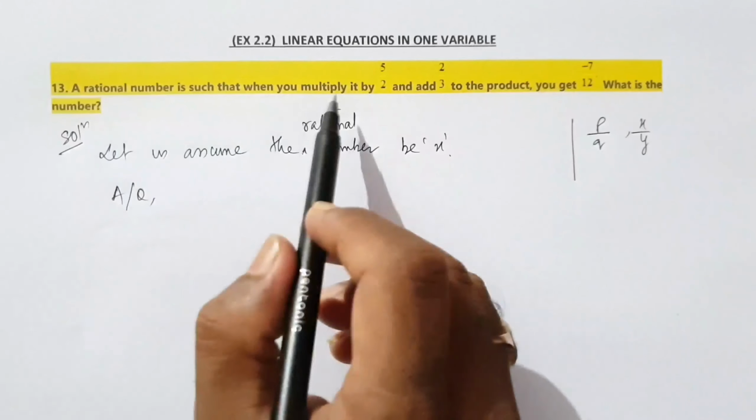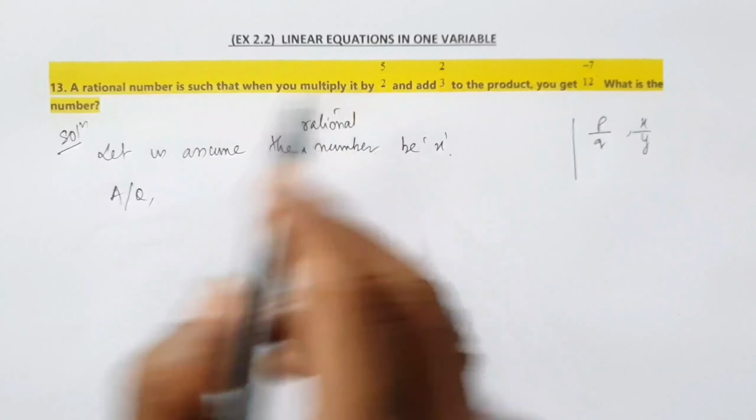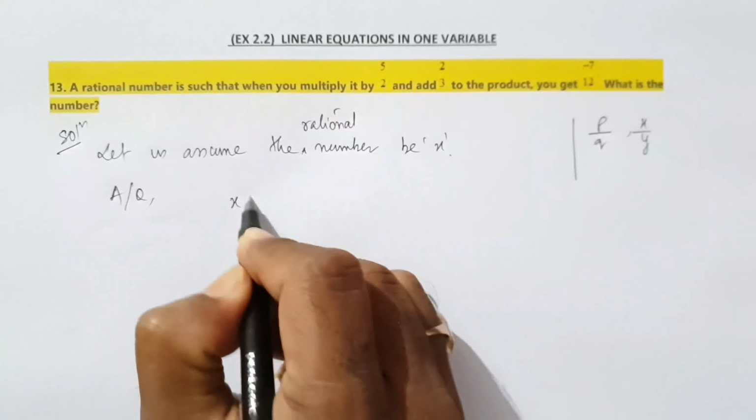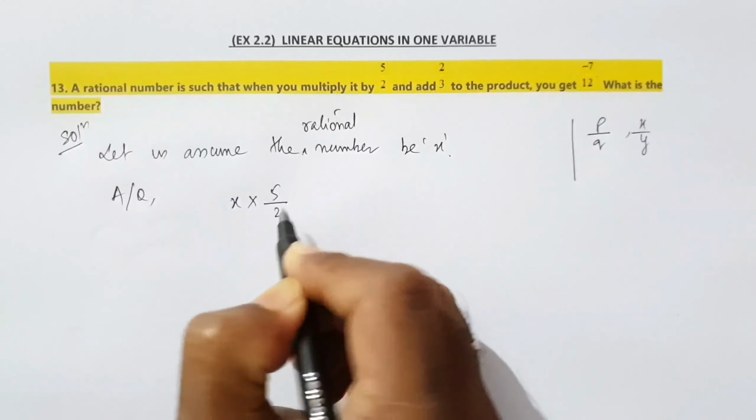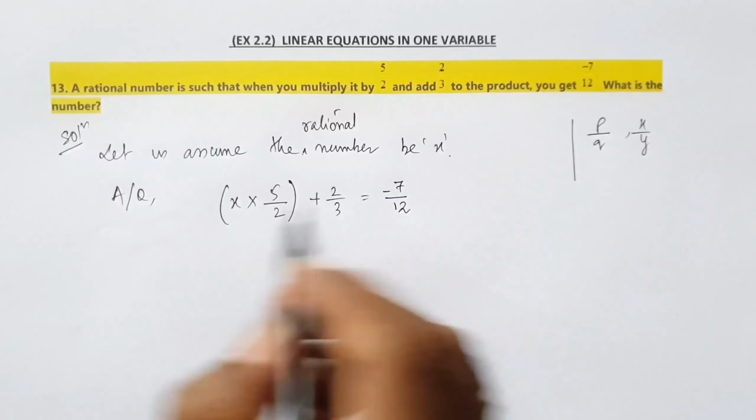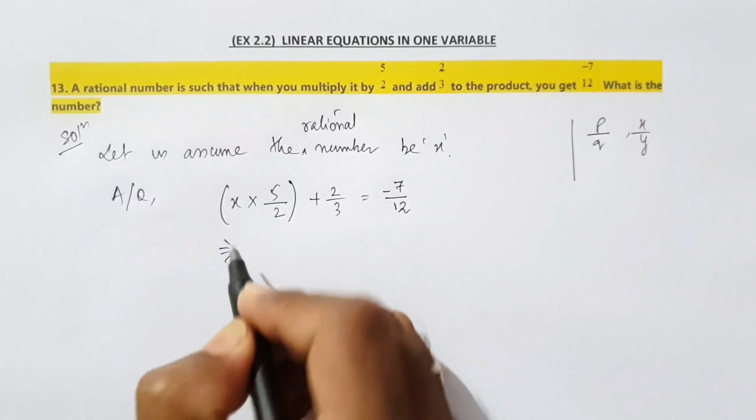Now according to the question, when you multiply it by 5 by 2, it means that with x, you multiply 5 by 2, and add 2 by 3 to the product. It means that with this product, if we add 2 by 3, you get the result as minus 7 by 12. So this is the ultimate equation. From there we need to find out the value of x.